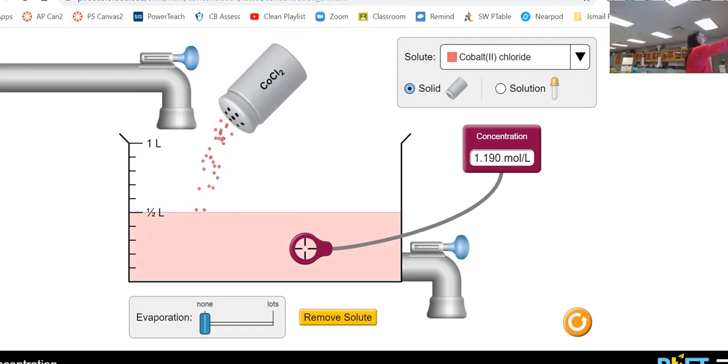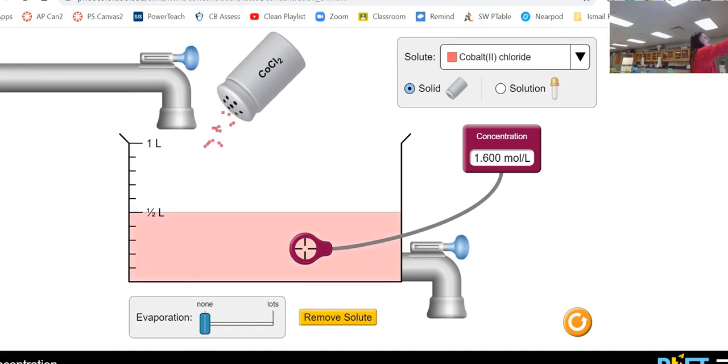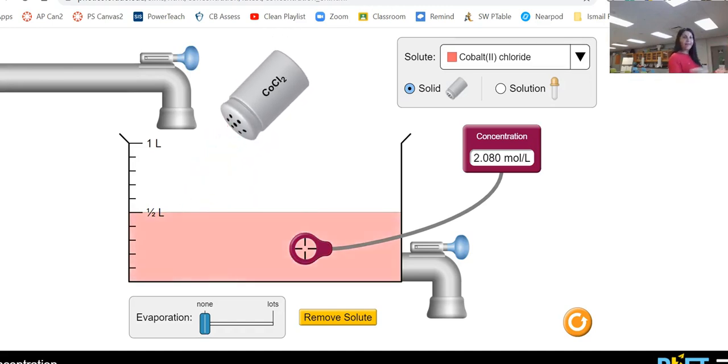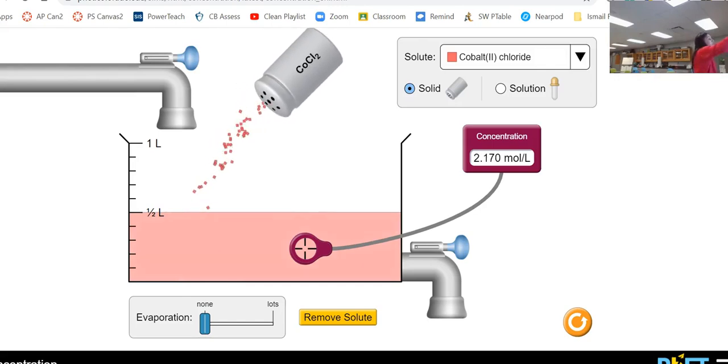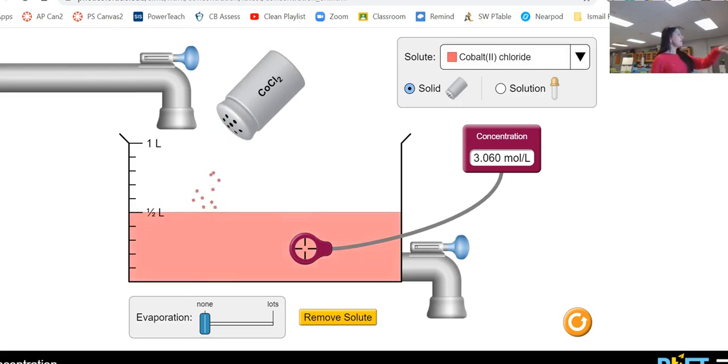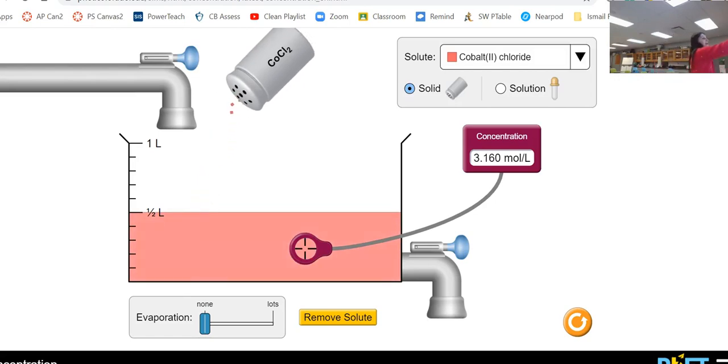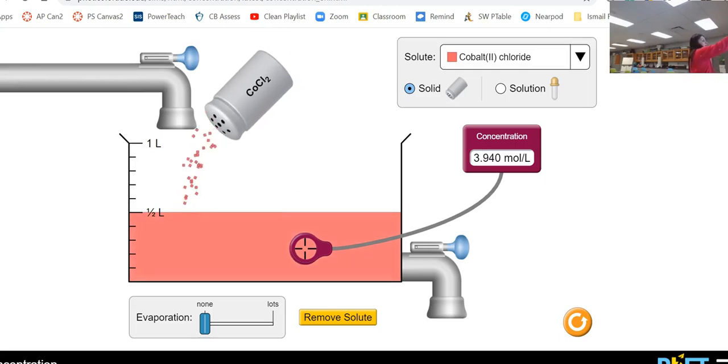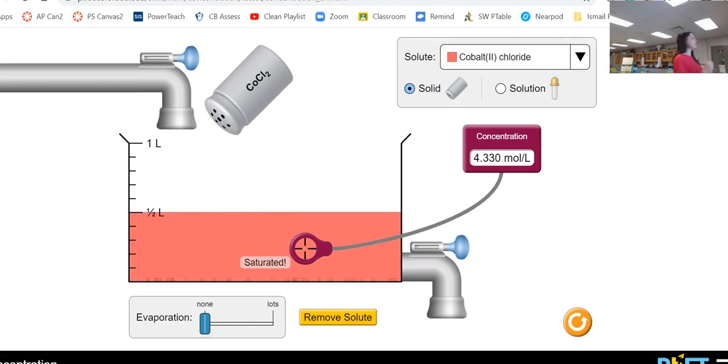Now, I have not reached the point where my solution has become saturated yet, but I might, okay? And how do I know when I've reached the point where it's saturated? Well, what's going to happen is my concentration will stop changing. So I'm at a 3.16 right now. My concentration's at a 3.65. Let's keep on going. It's 4. Oh, there we go, 4.330.